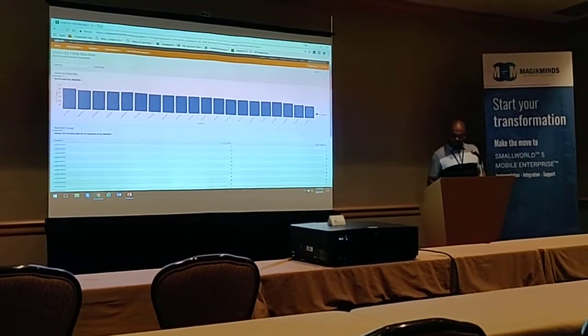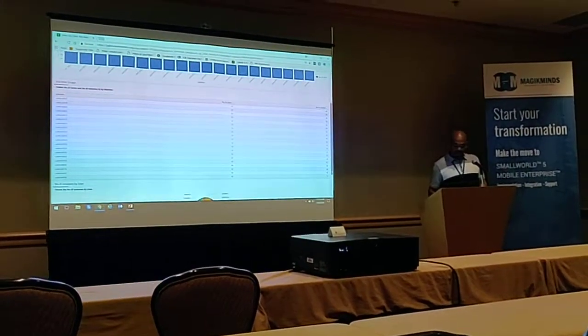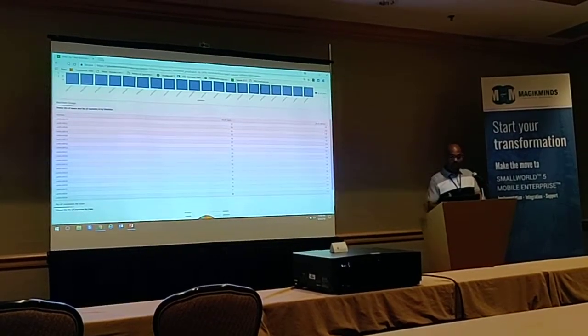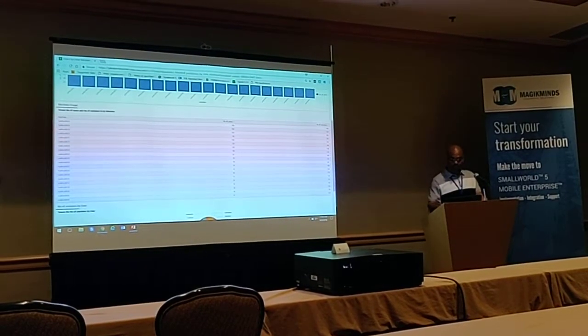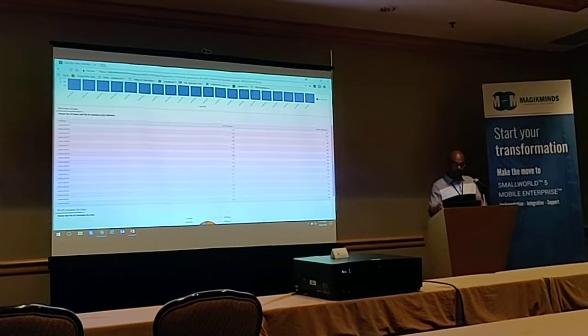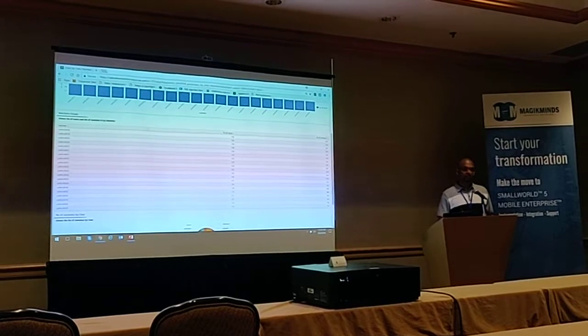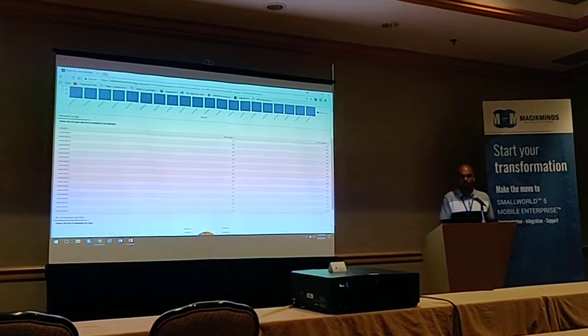So this is one of the other custom things we've done. As you guys know, we host Smallworld in a Citrix environment, right? You can actually tell the number of users per box. You can tell how many sessions were there at a given point of time. And you can say whether the load balancing is being done properly or not. Actually, I had no idea if this would be helpful to you.